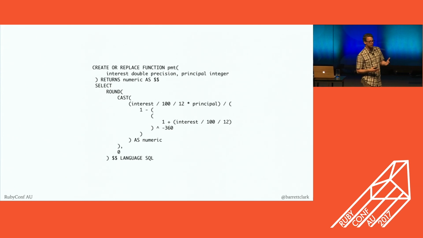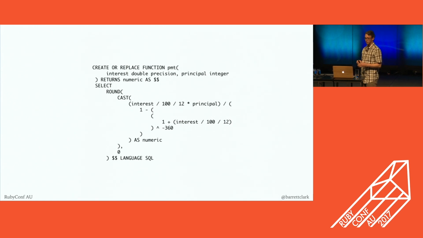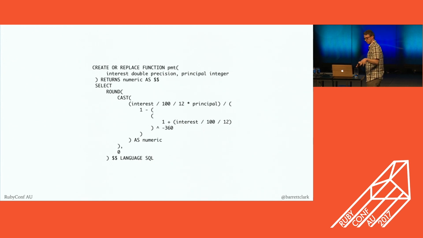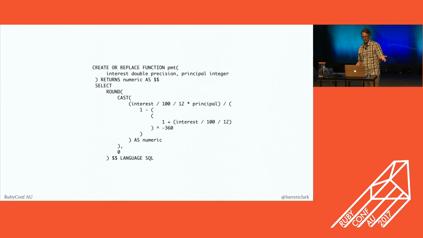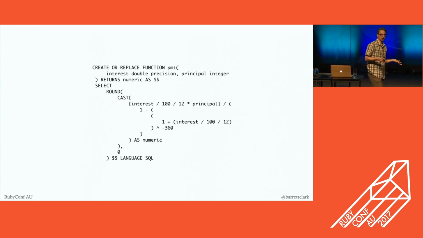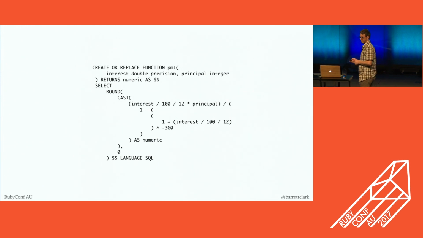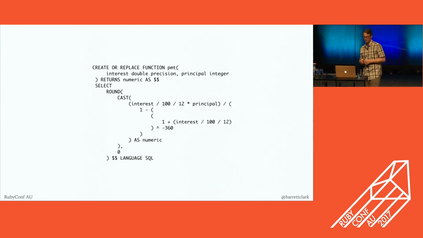So here we have create or replace function PMT. We're going to take in two parameters. Interest, which is a double precision, just a float. Principal, which is an integer. And we're going to return a numeric, which I believe is like the parent data type for double precision. So it's going to return a float. That $$ is just a quote in PL/pgSQL. So then we have the contents of the actual calculation, end quote, and this is PL/pgSQL, that language. You can actually write, like, PL/Ruby. I don't know that it's supported in the last 7 years or so, but you can write functions in other languages in Postgres.